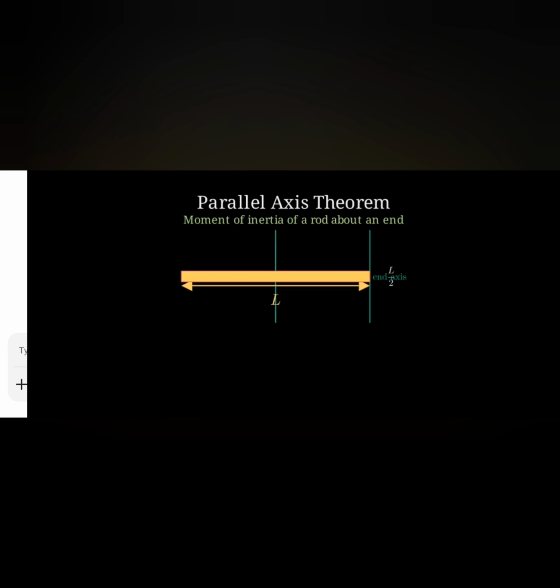The parallel axis theorem tells us that the moment of inertia about any new axis parallel to the center axis is equal to the moment of inertia about the center plus the total mass times the square of the distance between the axes. Written out, I equals I center of mass plus md squared.